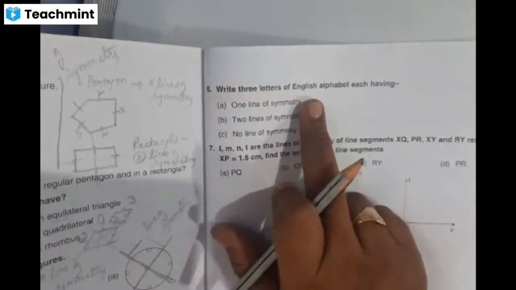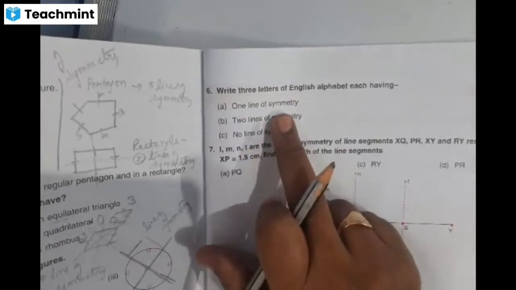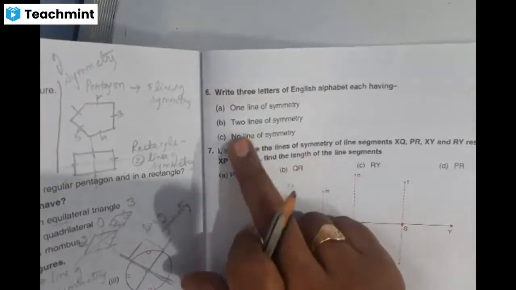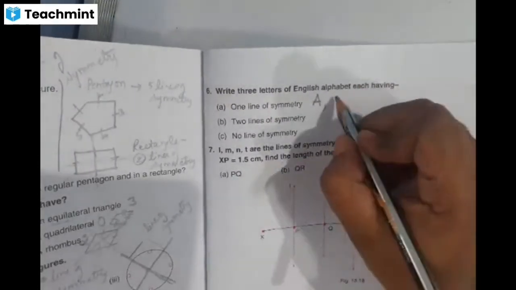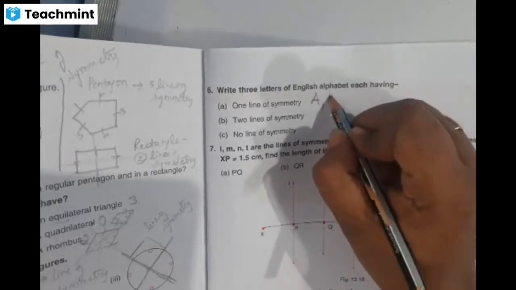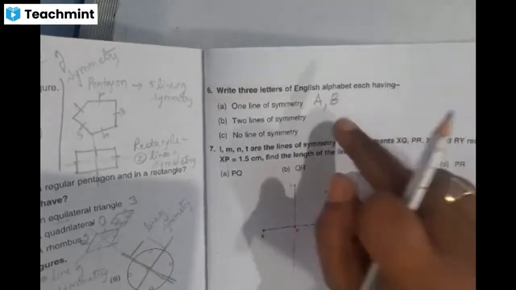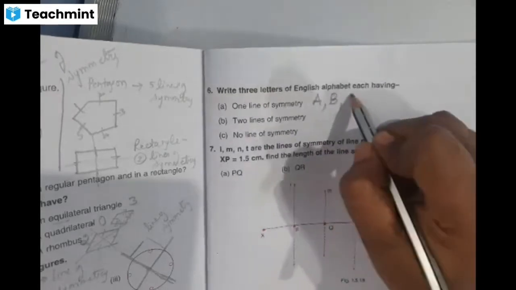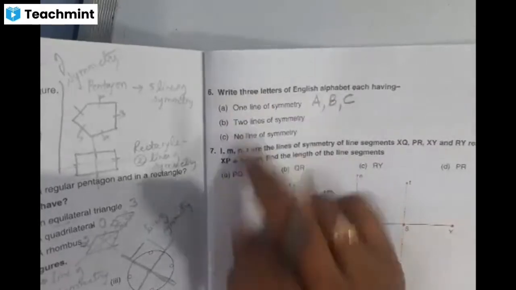Write 3 letters of the English alphabet, each having one line of symmetry. That means here you have to write 3 letters so that each letter has one line of symmetry. We know the first letter, that is A. You can write B. B is also a letter having one line of symmetry. Then we have C. You can write still more, but we want only 3 letters, children.